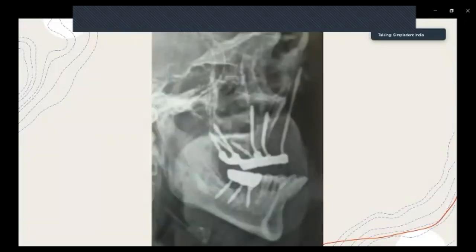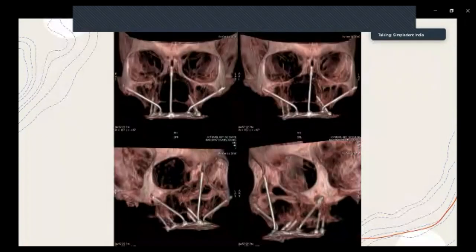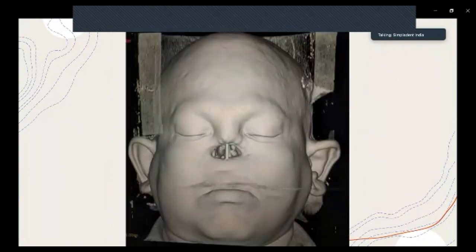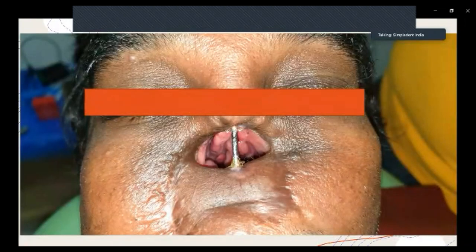That's the concept. That's the CT. Now we had a defect. So how to complete the defect?